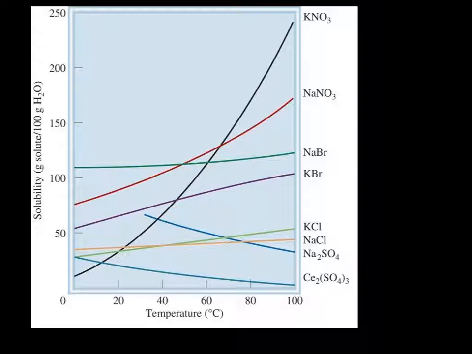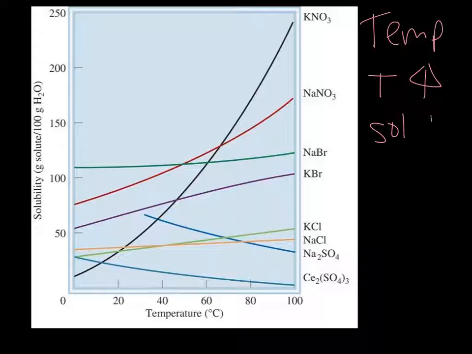Another factor that can influence solubility is temperature, and generally speaking, when the temperature increases, the solubility increases. So if we want something to go into solution, oftentimes we can warm it up and we can get more of it to go into solution that way. That's not true for all compounds. As you can see here for this sodium sulfate, it actually becomes less soluble as the temperature increases. But for most ionic compounds, as the temperature increases, the solubility increases.